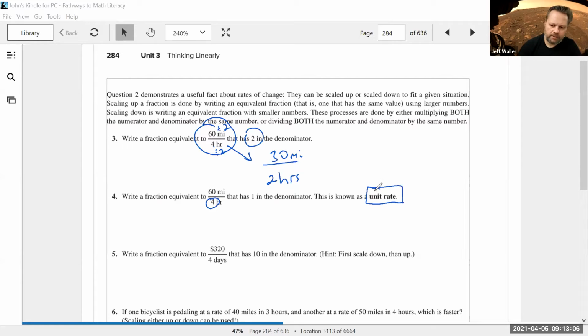The word unit, in fact, a little quick sidebar. I've been watching too much of the George Floyd trial. Sorry, a little quick side note.